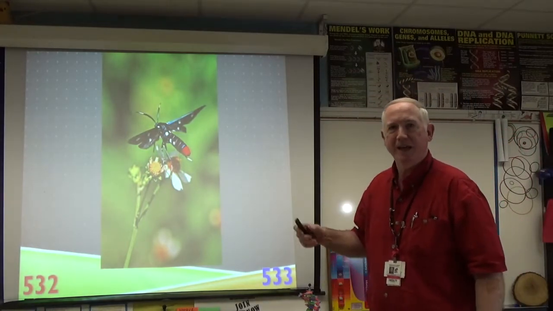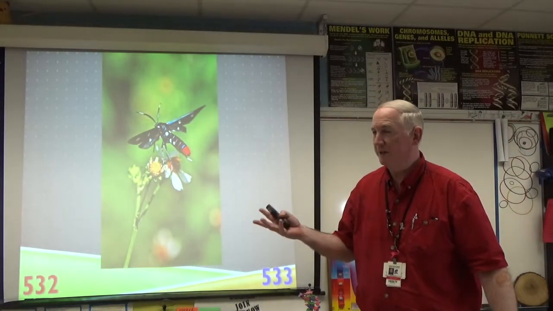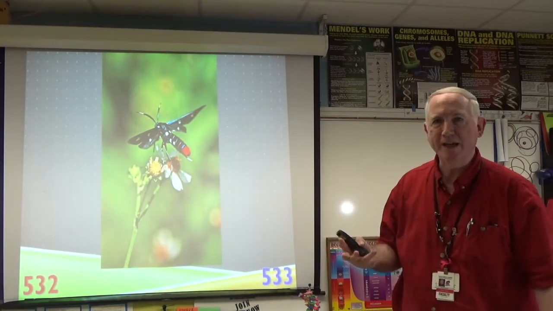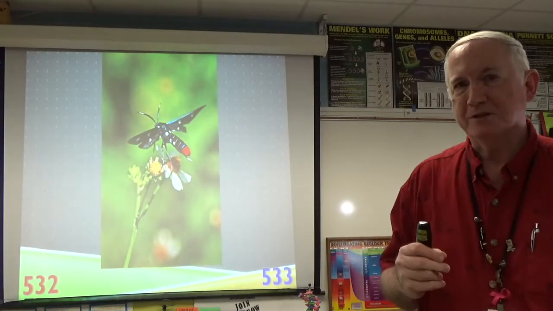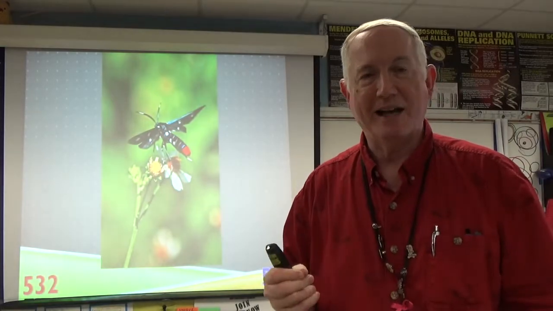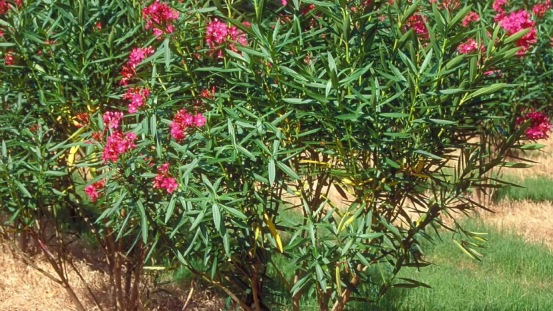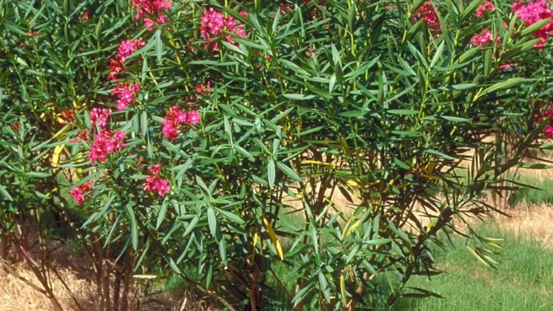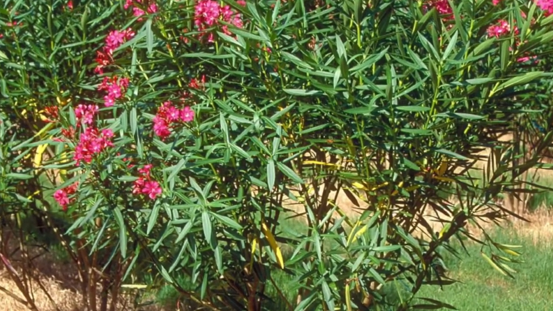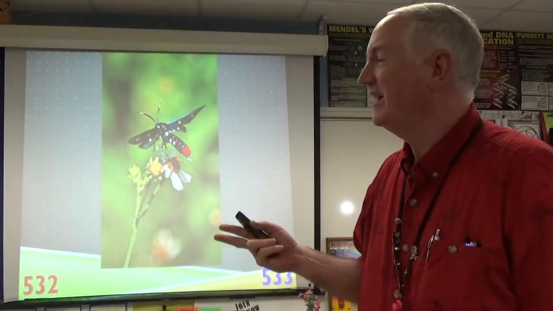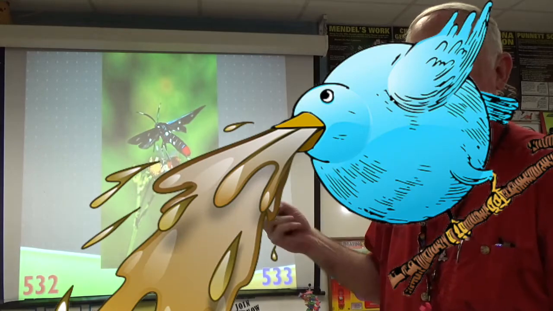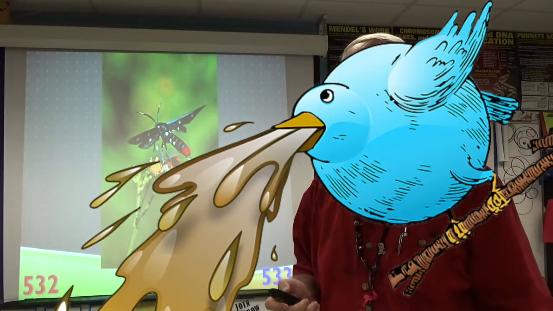And these eat a plant that a lot of people have around, called oleanders. The oleander leaves are very poisonous and toxic. Don't put it in your salad. And so these guys have adapted somehow to eat those oleander leaves. And then if a bird eats them, the bird gets very sick or maybe even dies.